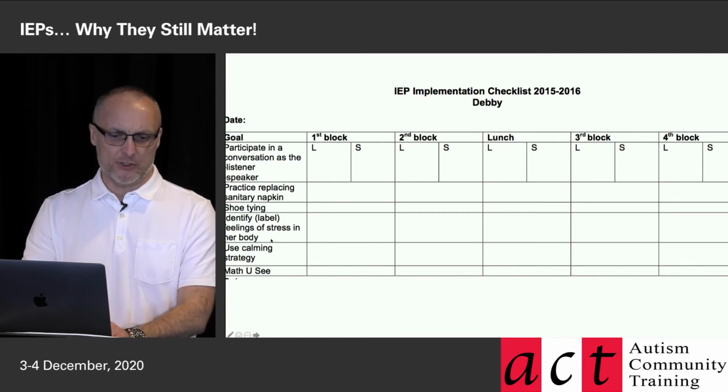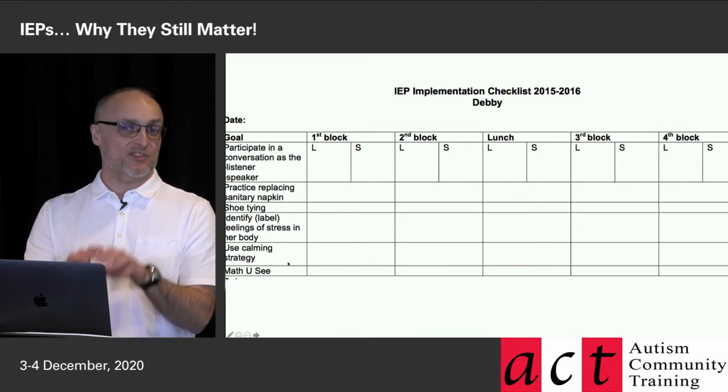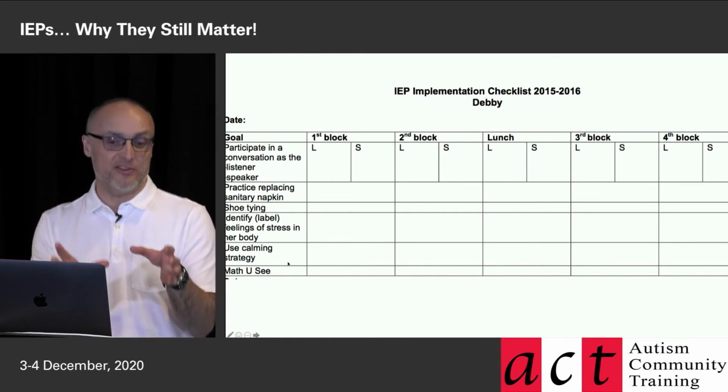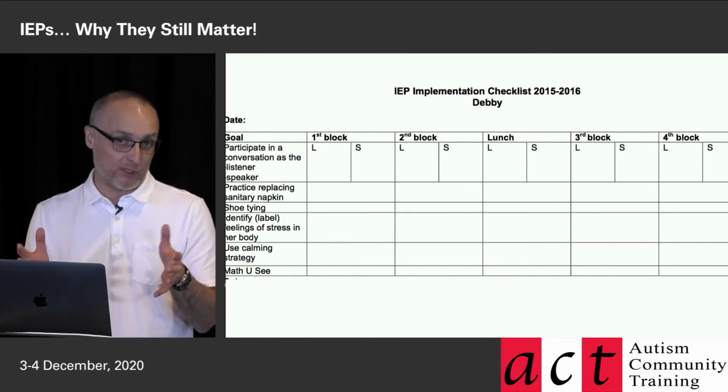She's also learning to tie her shoes. Identify and label feelings of stress in her body, use her calming strategies, do her math program. Again, this is not the full wording of a good STO. That would be in her IEP. This is just an abbreviated title to remind people that you're working on this.